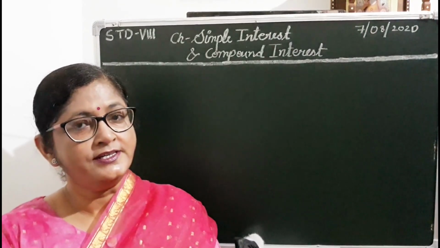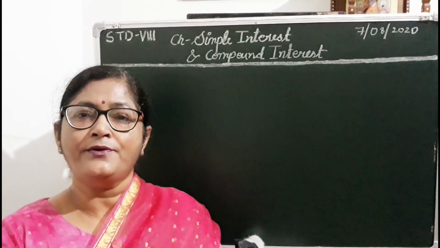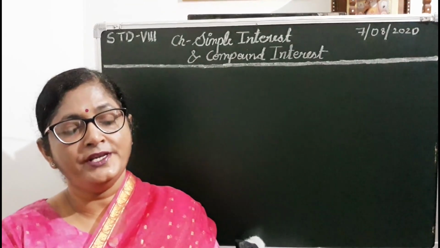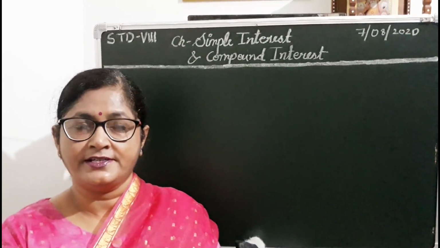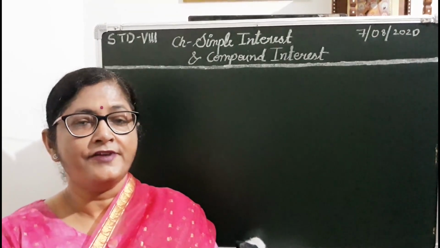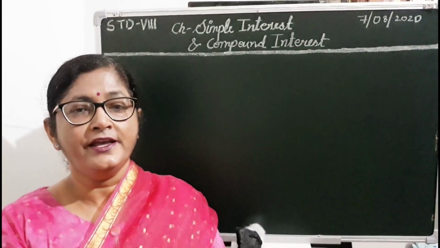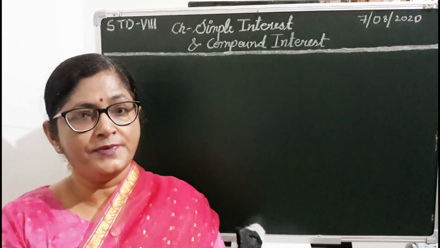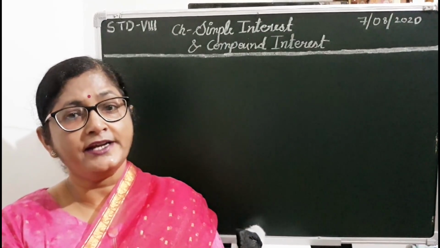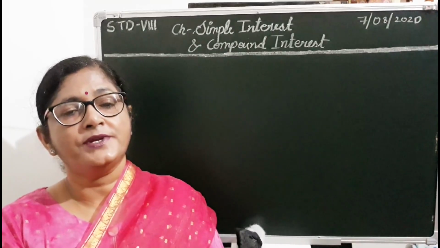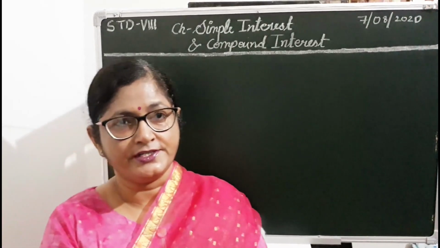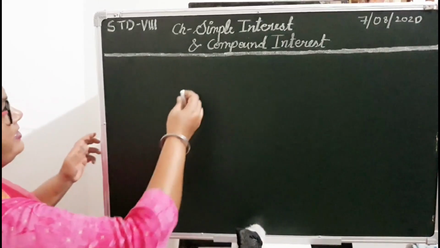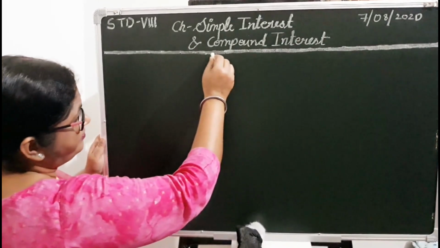What is simple interest? The interest calculated on the original principal at the given rate throughout the period is called simple interest. And what is compound interest? When the interest is not paid as soon as it falls due but is added to the principal, so that the amount at the end of the period becomes the principal, it is called compound interest. We will differentiate between simple interest and compound interest through an example.